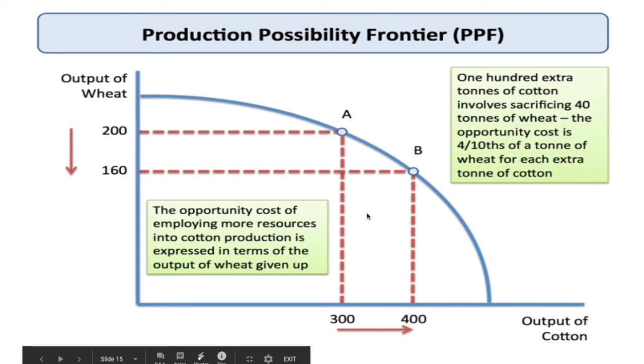But in order to do that, we have to give up 200 units of wheat at point A to 160 at point B. We have to give up 40 units of wheat to produce those extra 100 units of cotton. And because of that, as it says up here in this green box, we can actually calculate the opportunity cost of each ton of wheat or each ton of cotton or each unit of each. We can tell on average per unit what we have to give up of the other.